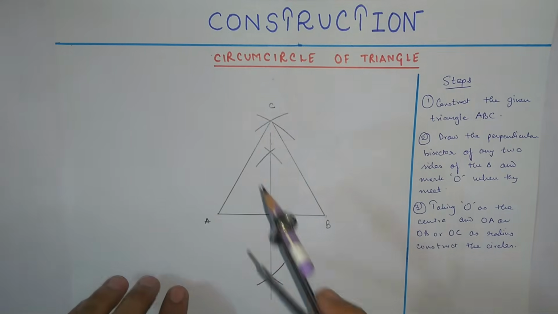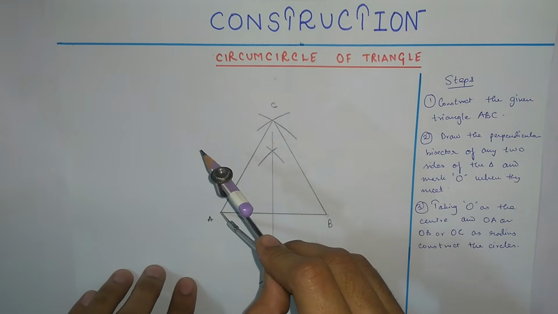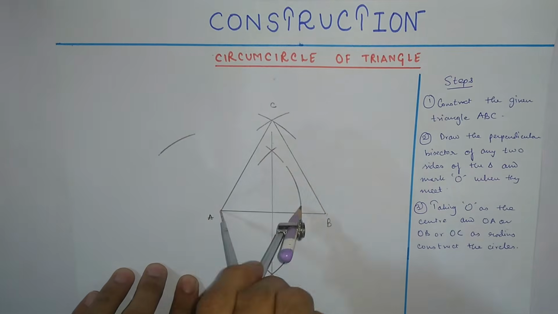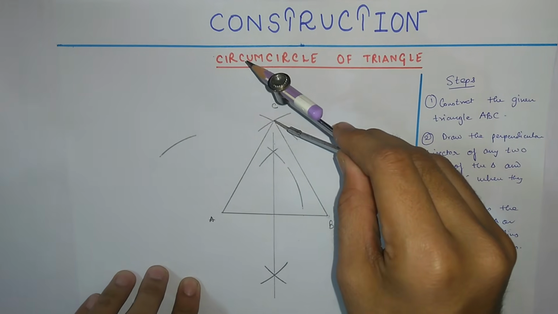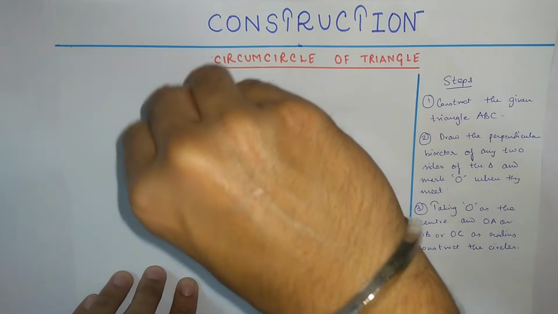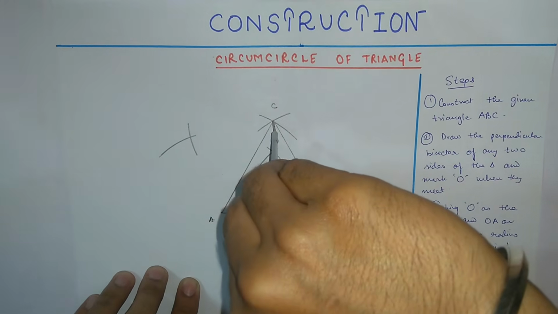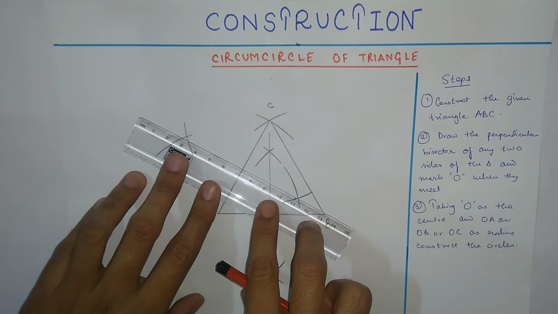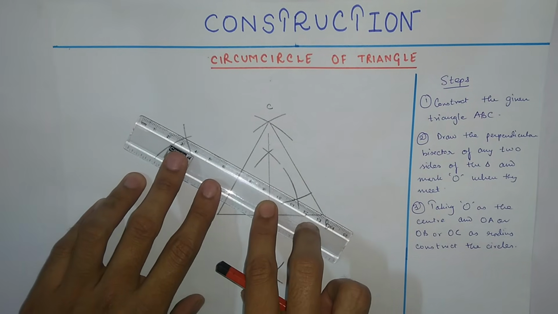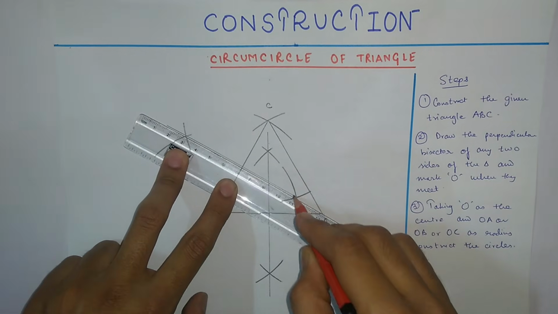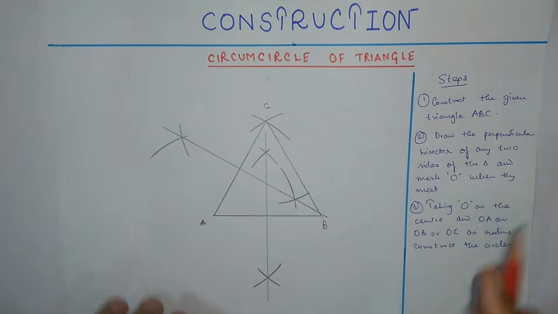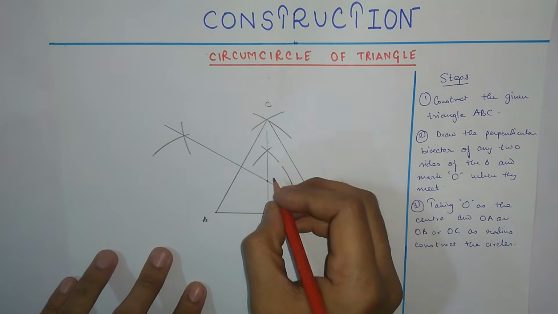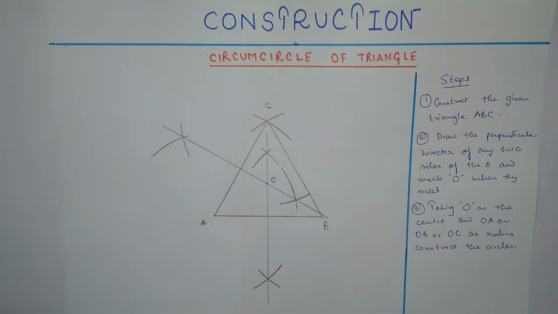You have to make another perpendicular bisector. I'll take this side, one over here, one over here, one from here and here. You have to join these 2 points. Okay, now you have to mark O where they meet. So this is where they meet. Mark it as O.